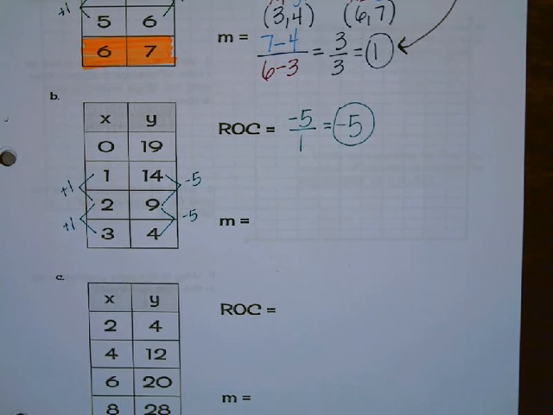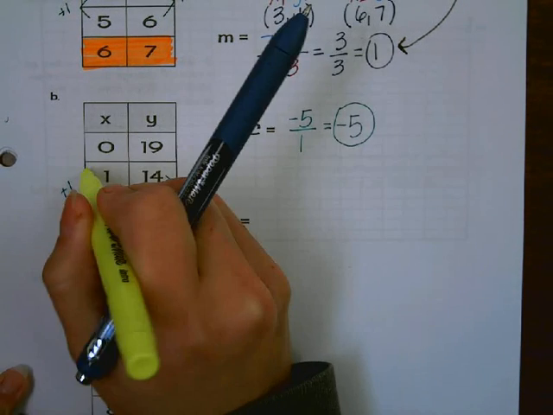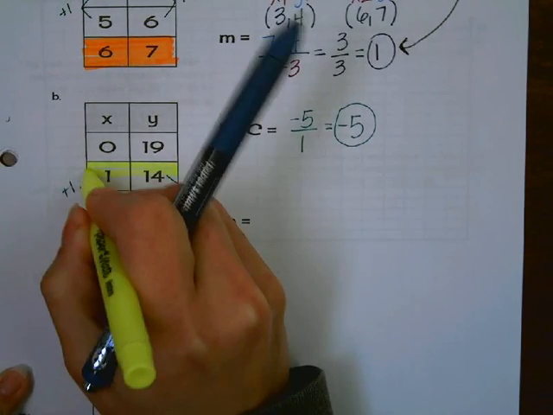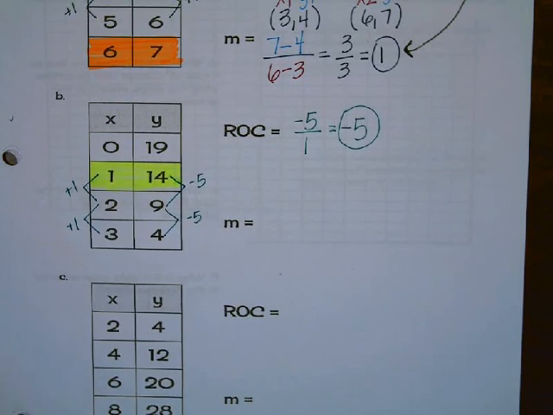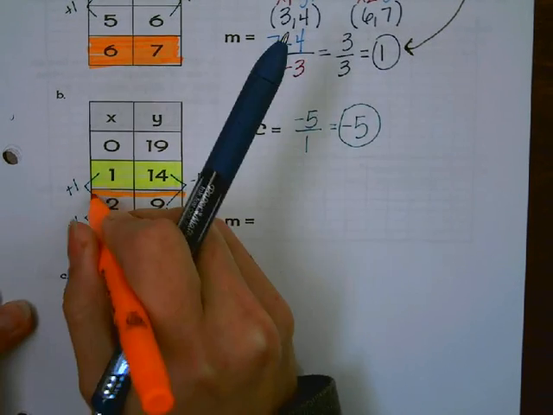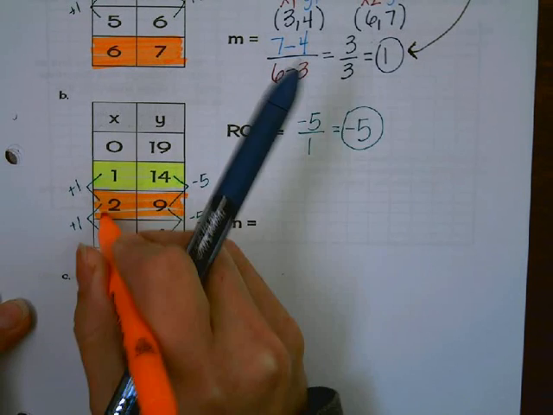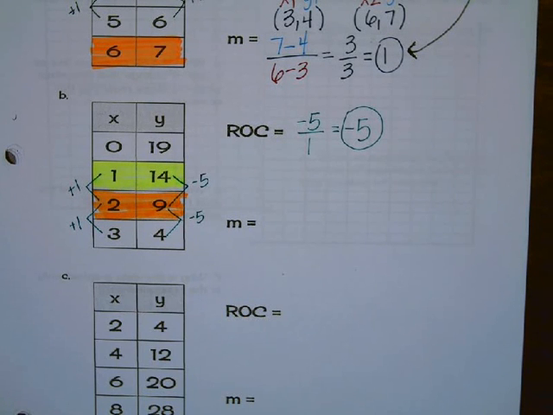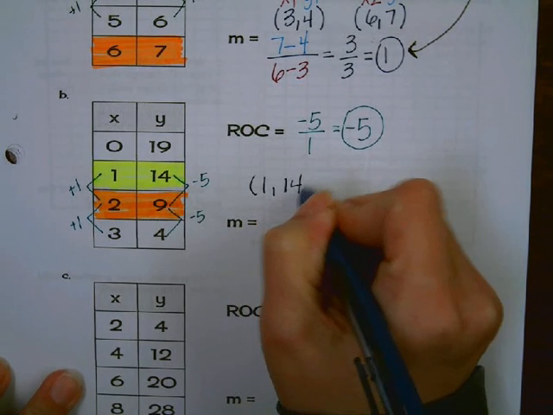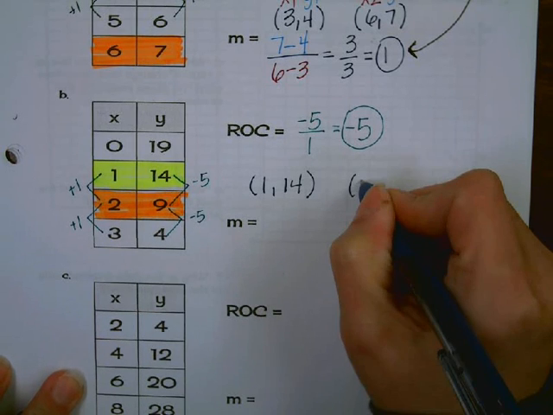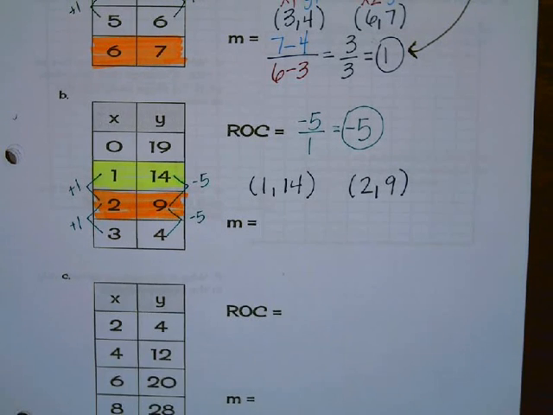So yet again, I'm going to pick any 2 points that I want. It really does not matter. Last time I picked the first and the last. This time I'll pick my 2 middle points. I'm going to pick this point right here, and I'll pick this point right here. So in order to label my points, I'm going to make sure that I write those ordered pairs so I can label them. So I have an ordered pair of 1 and 14, and then I have an ordered pair of 2 and 9. So I'm going to label them.